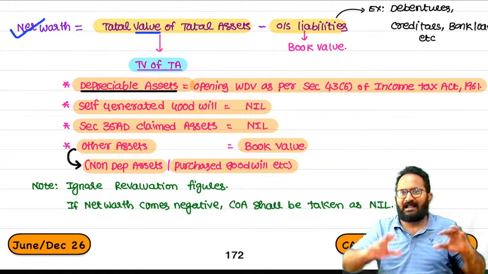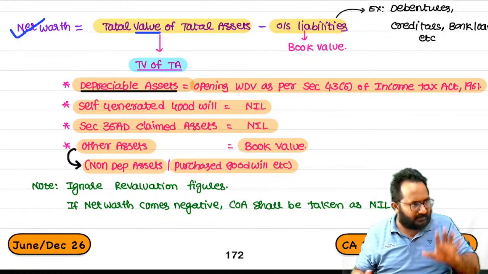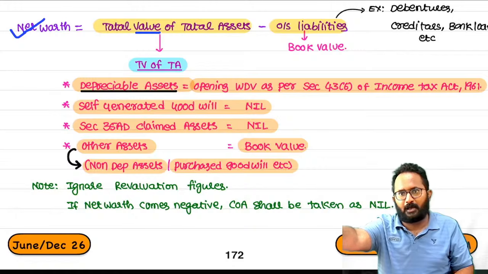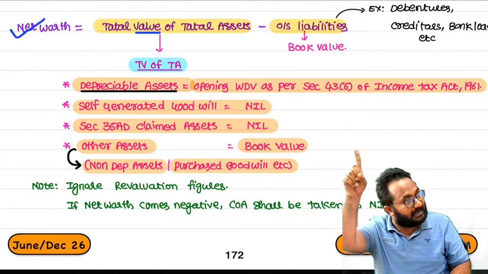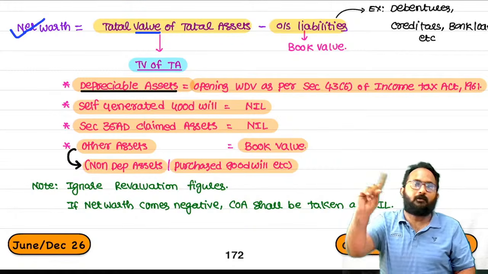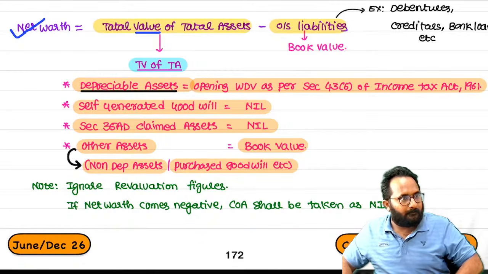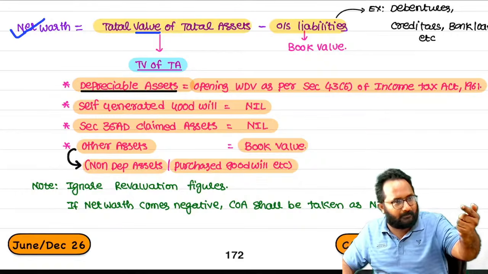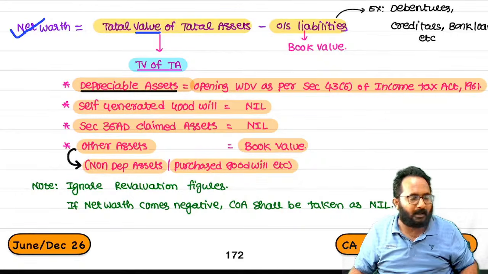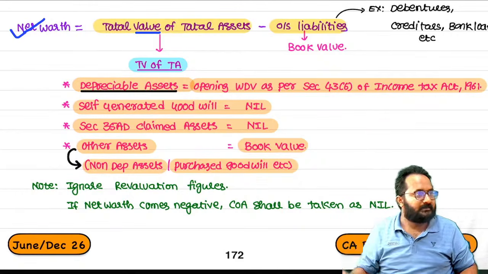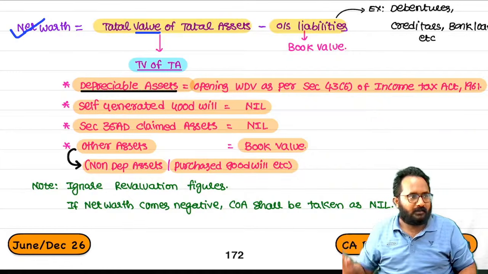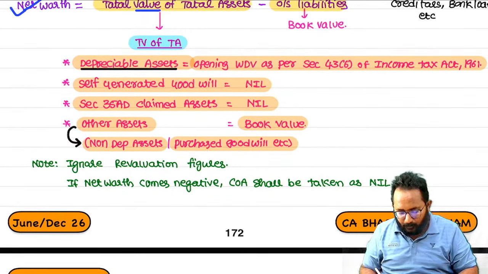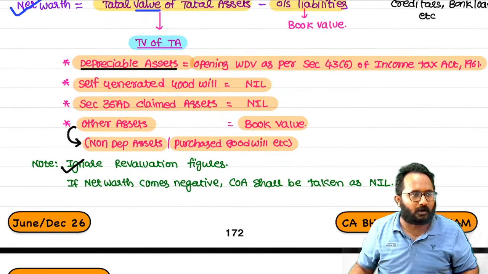They are not giving the full computation. They have given only four. Depreciable assets, opening WDV as per the Income Tax Act 1961, not as per our books. Purchased goodwill, book value. Depreciable assets, opening WDV. Non-depreciable, book value. Purchased goodwill, book value. Self-generated goodwill, nil. 35 AD assets, nil.